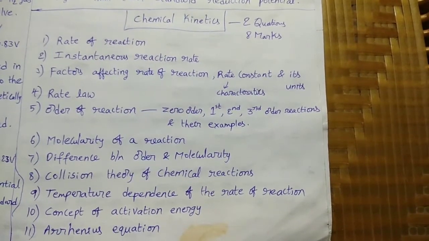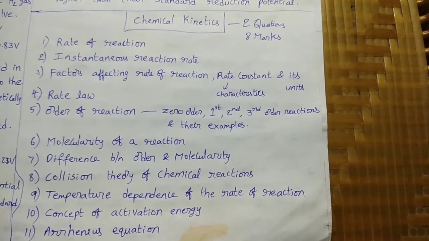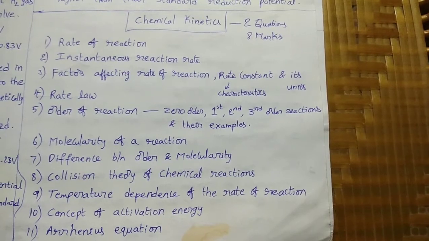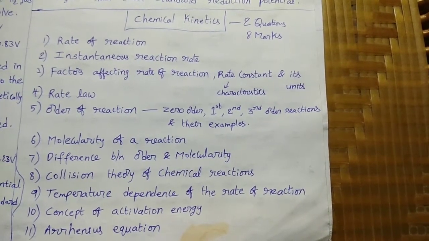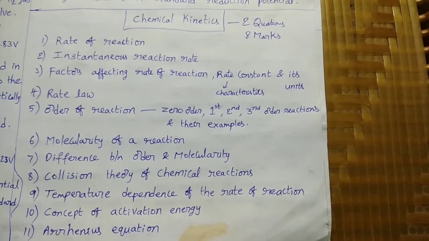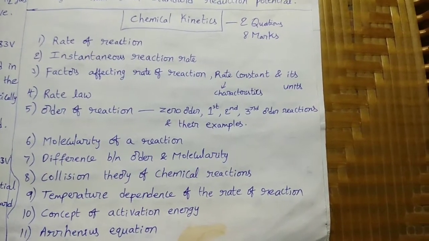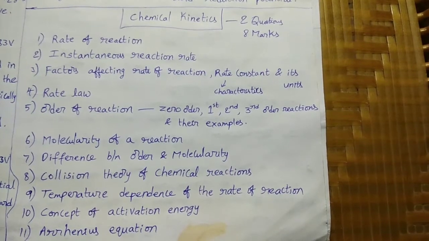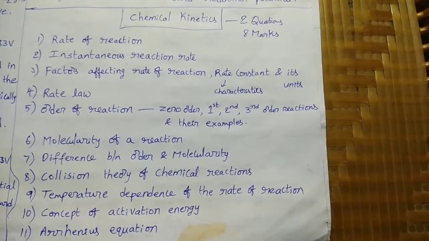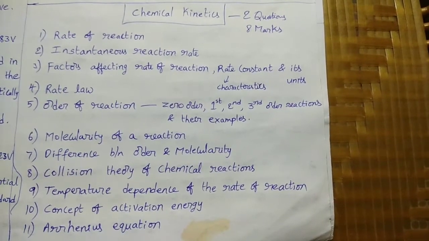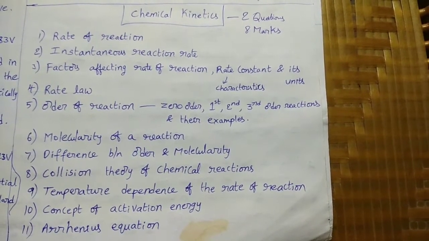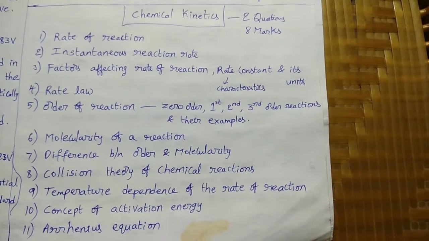Those are rate of reaction, instantaneous rate, factors affecting rate of reaction, rate constant, and units and characteristics of rate constant. Next one, rate law, order of reaction, zero order, first order, second, third order reactions and their examples. By giving a particular reaction, what is the order of the reaction, like this they will ask in the exam.